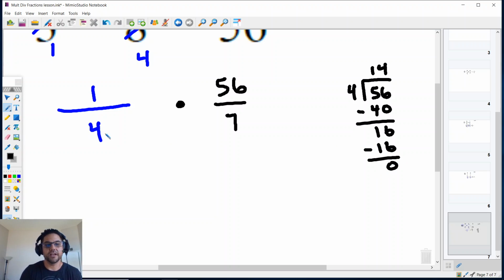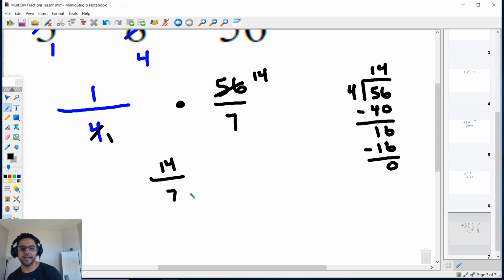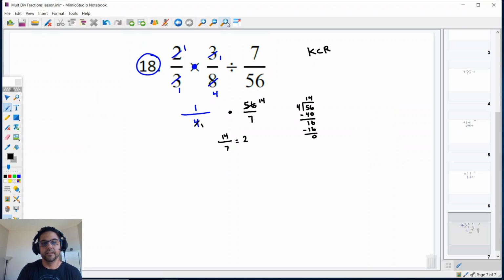So if I cross cancel, the 4 becomes a 1 and the 56 becomes a 14. Now some students may say, well, Mr. Murillo, then if I continue on, my answer is going to be 14 over 7. And I say, no, it's not, because we know that 14 divided by 7 is 2. All right, so that's one strategy. Let's go ahead and clean it up, and I'll show you the second strategy.